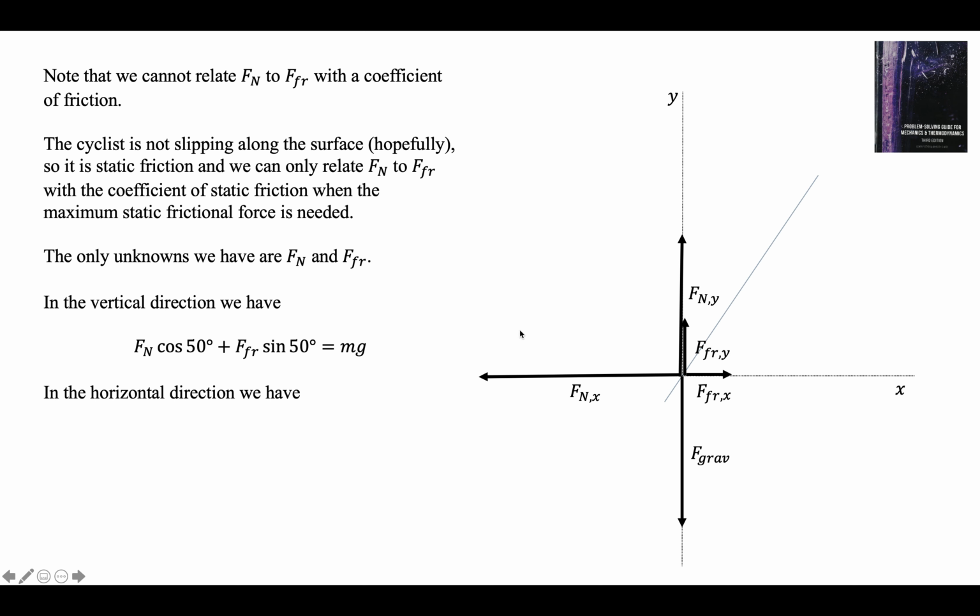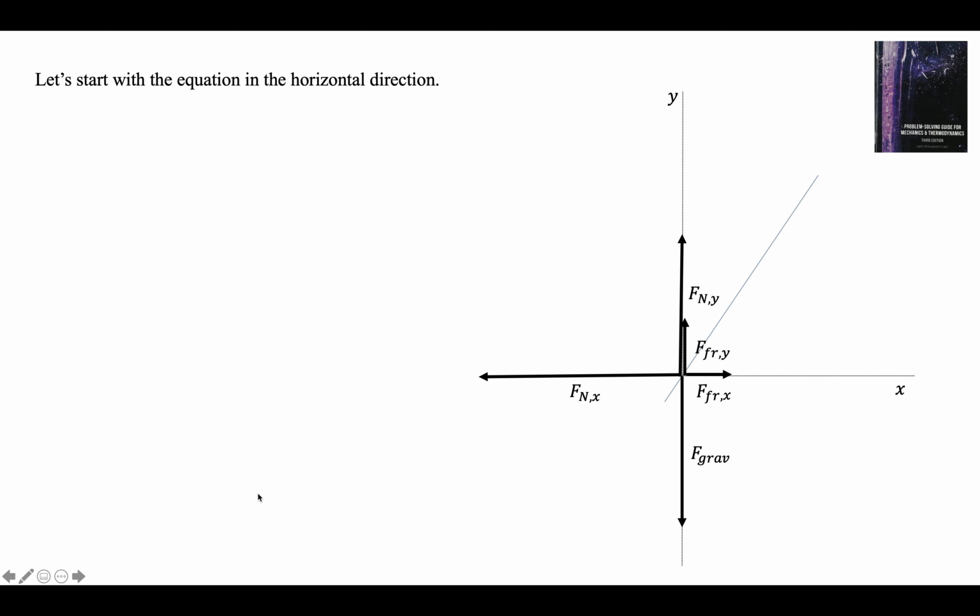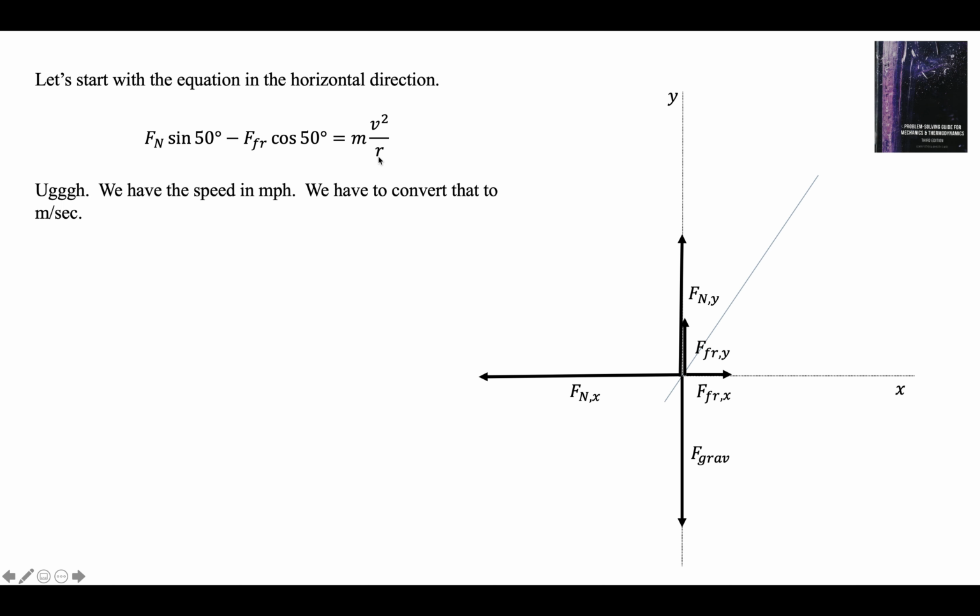In the horizontal direction, putting in the angles, we have Fn sine 50 minus Fr cosine 50 equals mv squared over r. That's ma. Usually, we have a nice equation, not two ugly ones. Both of these are ugly. We just got to pick one. Let's start with the equation in the horizontal direction. We have Fn sine 50 minus Fr cosine 50 equals mv squared over r.